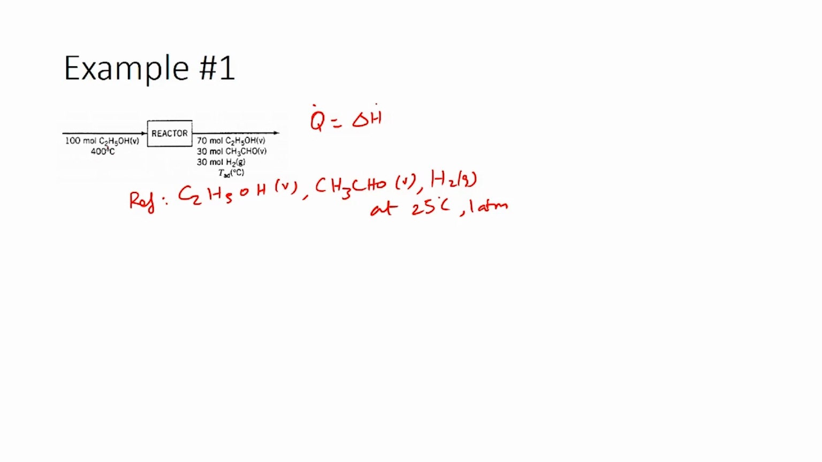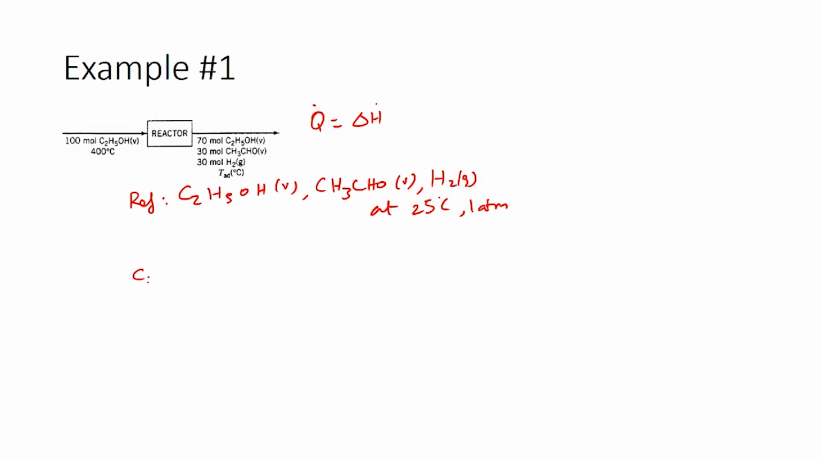Obviously, in the process ethanol is coming in at 400 degrees Celsius and it is leaving at a temperature of T degrees Celsius. So, we are interested in identifying using the heat of reaction, which is the standard heat of reaction. So, therefore, we are using these values at 25 degrees Celsius. So, let us build the table.